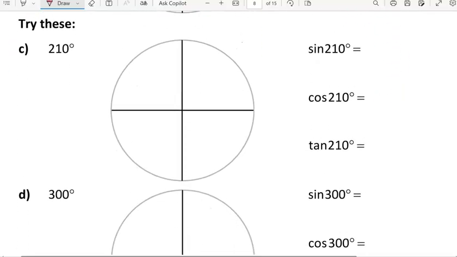All right, your turn to try. So pause the video while you try C on your own.